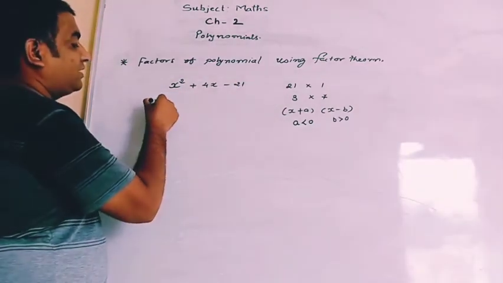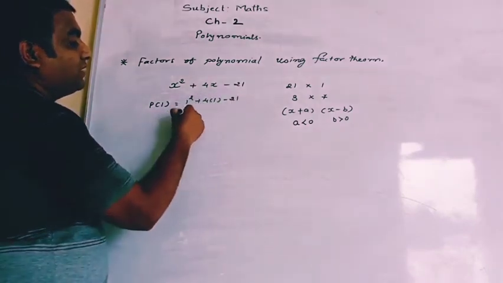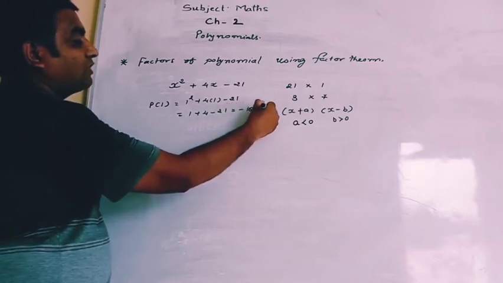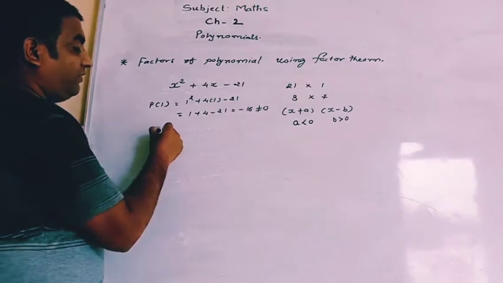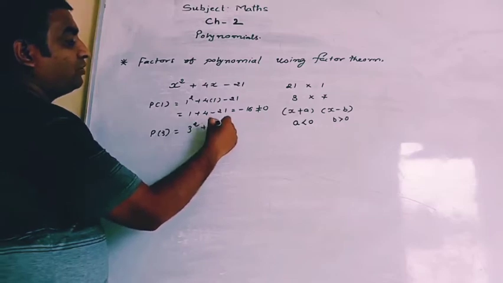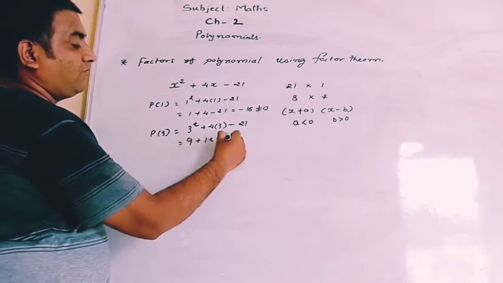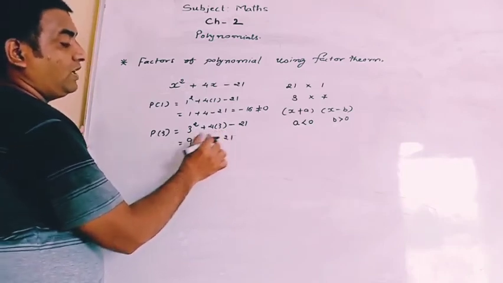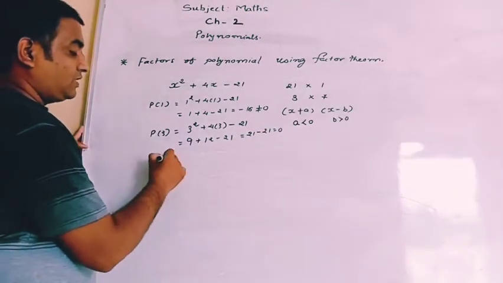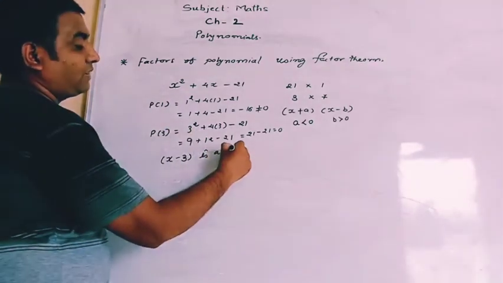So P(1) we check. Then 1 squared plus 4 into 1 minus 21, that is 1 plus 4 minus 21, 5 minus 21, minus 16, which is not equal to 0. Now P(3) we check. Then here 3 squared plus 4 into 3 minus 21. So 9 plus 12 minus 21. So 9 plus 12, 21, minus 21, 0. So 21 minus 21, 0 means x minus 3 is a factor.